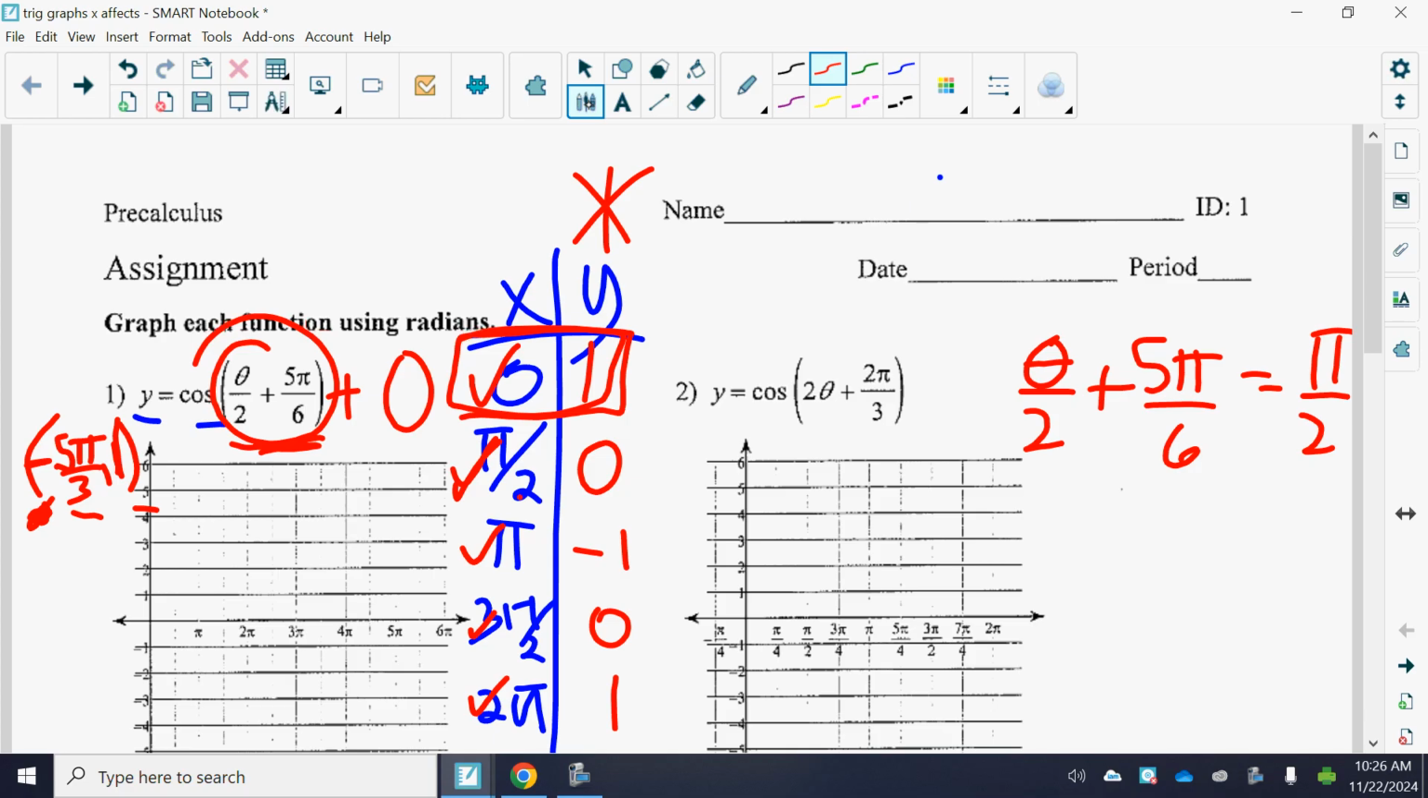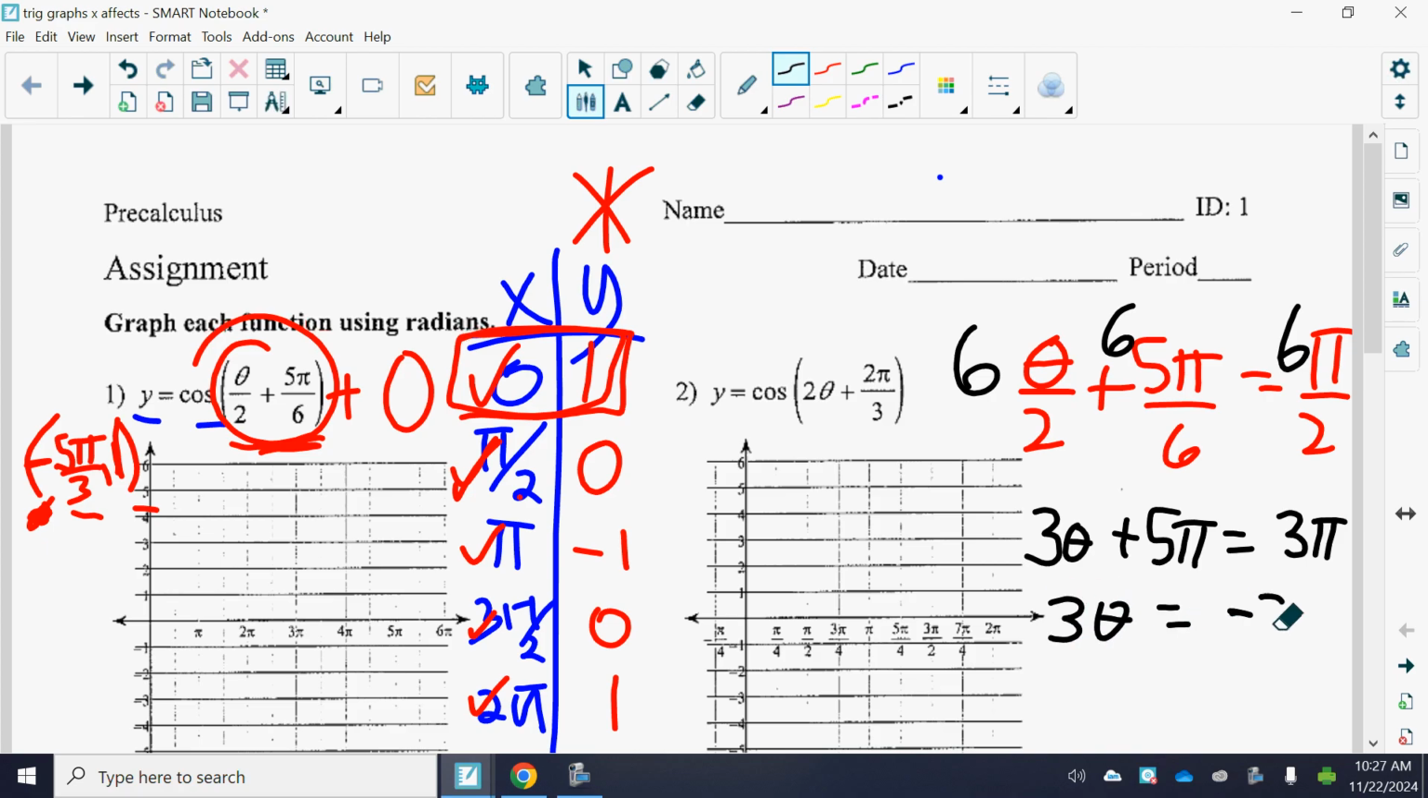I love to get rid of fractions. I'm going to times everybody by 6. Who wants to play with me? 3 theta. Can't believe I didn't change that to x. Plus what? Now what? We're still in the hole, huh? But we're only negative 2 pi thirds.